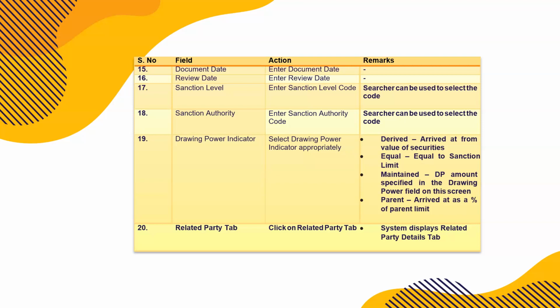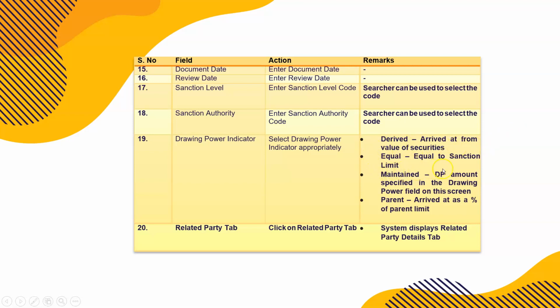Generally it is derived. Please remember this. Drawing power indicator, this is a very important point to understand. Derived means when we are giving an overdraft or CC limit against stock, right? So we get this right inside on the remarks. You can see here we get this right from the value of securities, right? Whatever the stock is, if the stock is increasing, drawing power will be more, but it cannot exceed the sanction limit. If stock goes down, DP may be reduced to less than the sanction limit also.